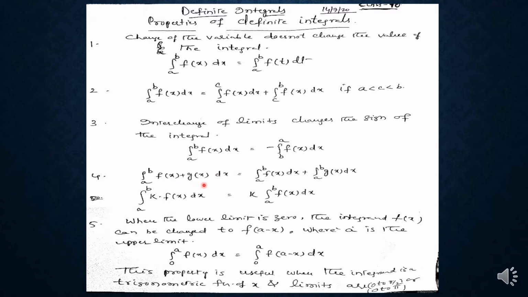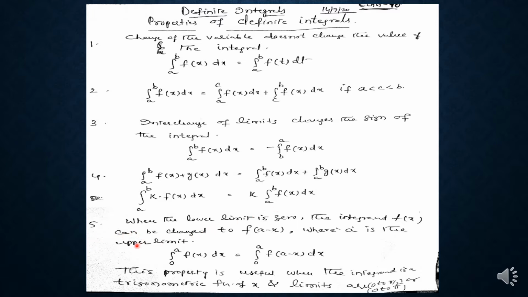Next, the fourth one: integral a to b of f of x plus g of x dx is equal to, we can separate these two functions and apply the same limits to each function, that is integral a to b f of x dx plus integral a to b g of x dx. Similarly, integral a to b k into f of x dx, where k is a constant, we can take k outside of the integral, that is k into integral a to b f of x dx.